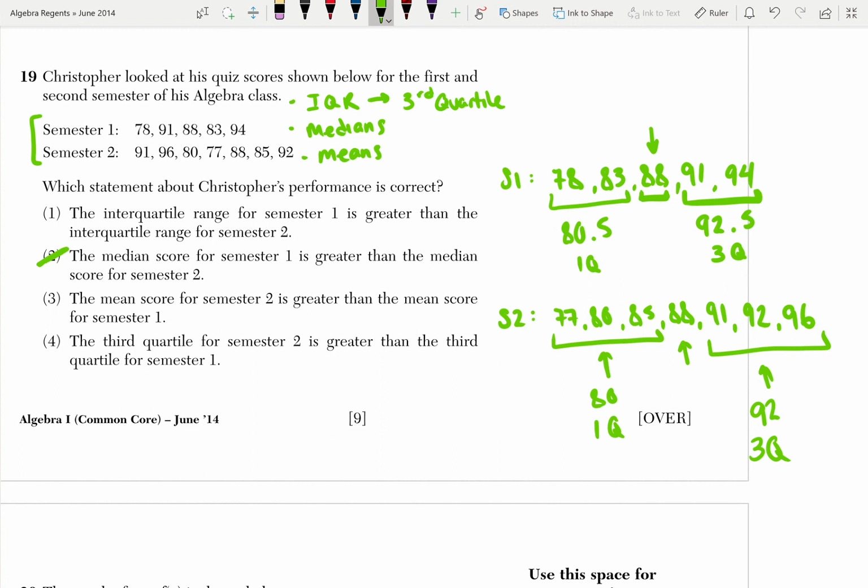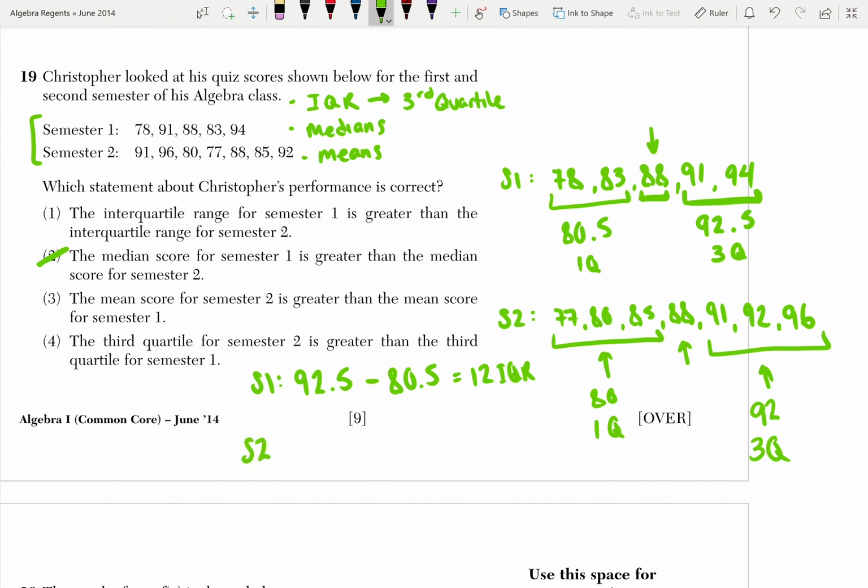So in order to calculate the interquartile range, we just subtract third quartile minus first quartile. If we do that here for semester 1, I'll actually write it down here. For semester 1, the third quartile is 92.5, and the first quartile is 80.5. So we subtract those two numbers and we get 12 as our interquartile range for semester 1.